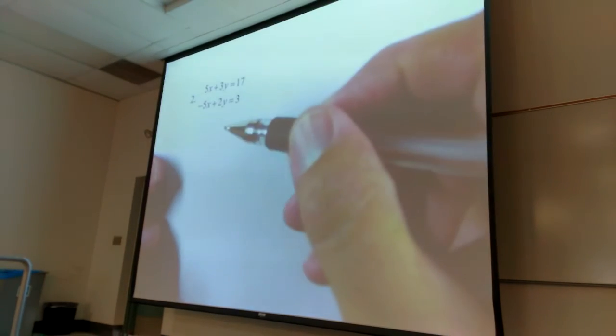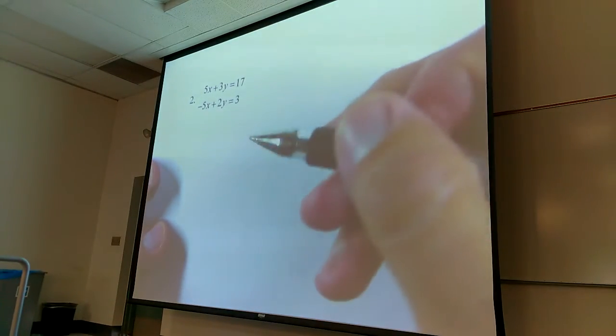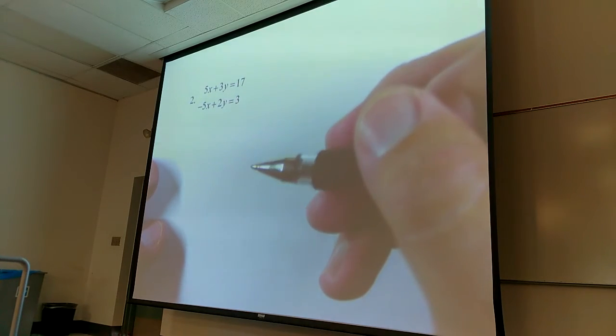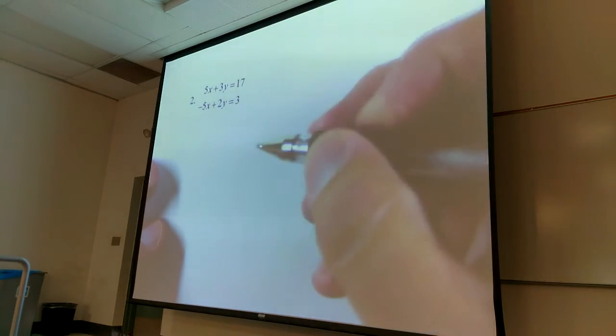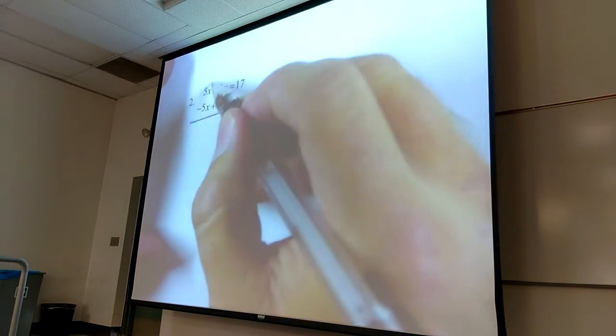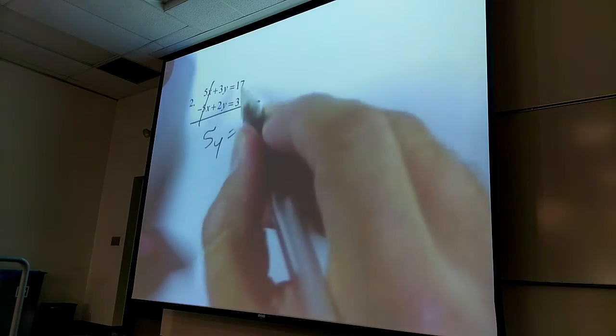So is there a variable now that will die if I add them together? Yes. Do not add them together if nothing will die. Does that make sense? I have students do that and they're like, what do I do now? I don't have to do anything to force something to die because those x's just want to die. So when I add these together, they're dead. And here I get 5y equals 20.